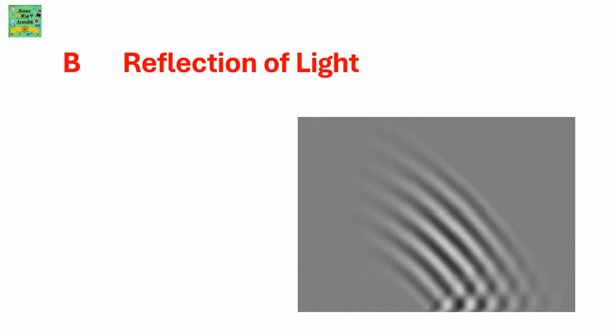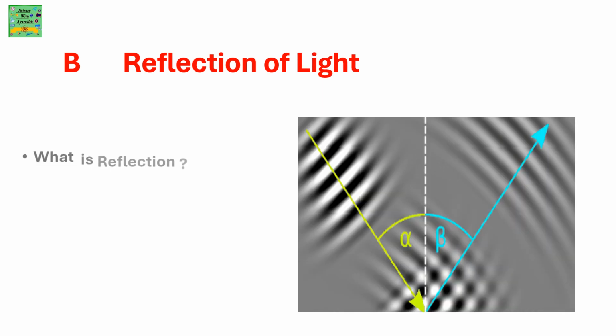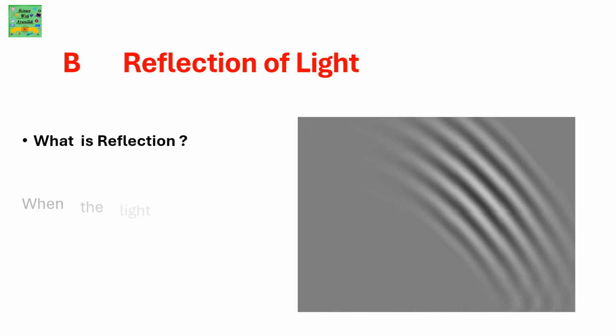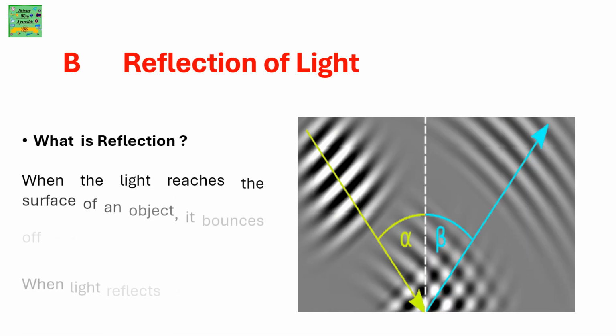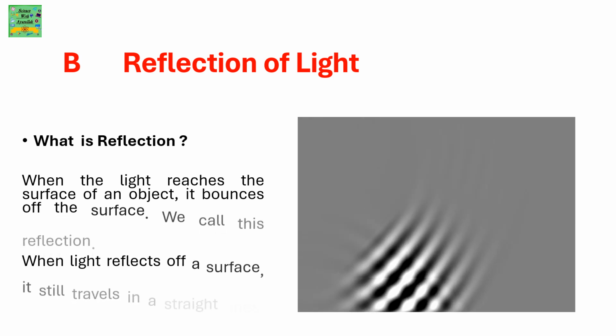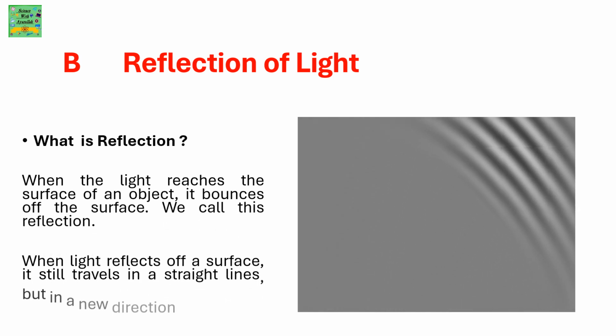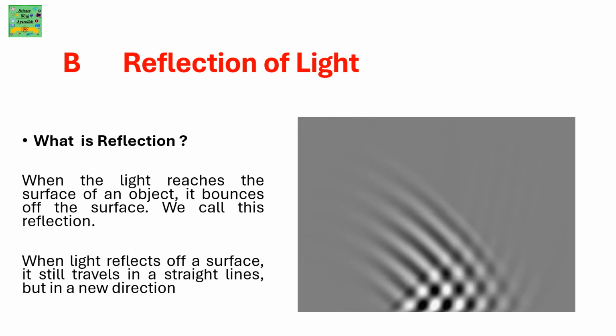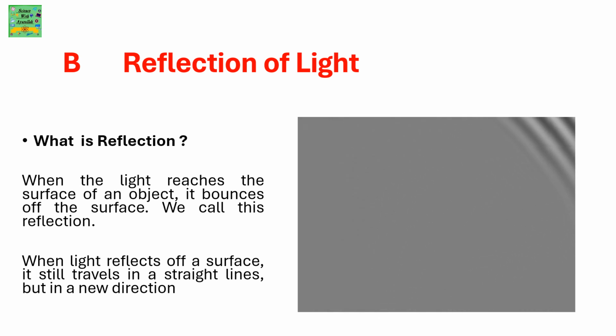Reflection of light. What is reflection? Reflection is when the light reaches the surface of an object. It bounces off the surface. We call this reflection. When light reflects off a surface, it still travels in a straight line, but in a new direction.